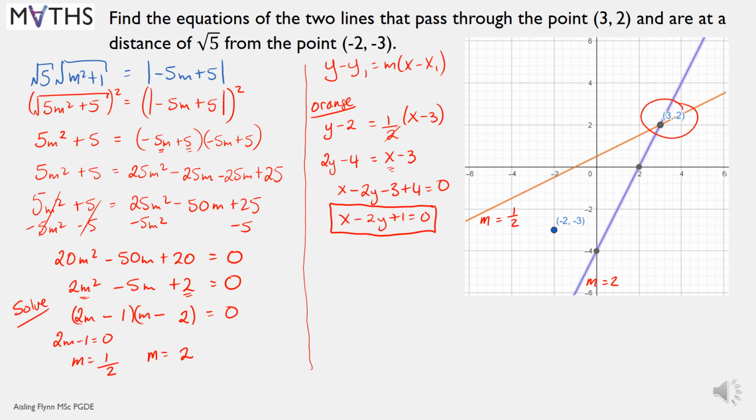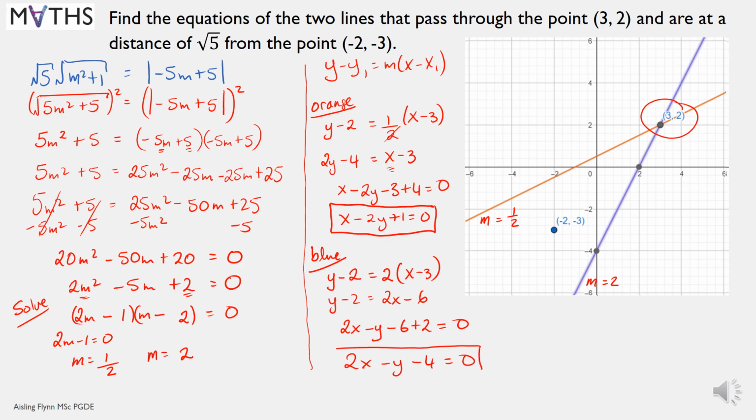Okay, and now we'll repeat that for the blue line. So we'll have the same point as before, but the slope is different, 2 times x minus 3. We get y minus 2 equals 2x minus 6. Again, I'm going to write it conventionally and move everything to be with the 2x on one side. So 2x minus y, we had minus 6, and then plus 2 equals 0. I get 2x minus y minus 4 equals 0. And there I have answered the question.